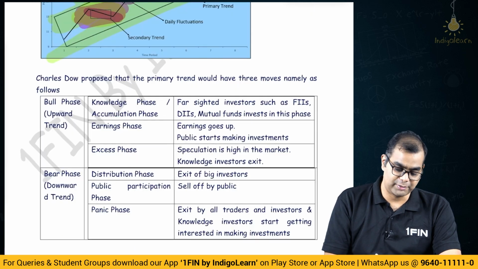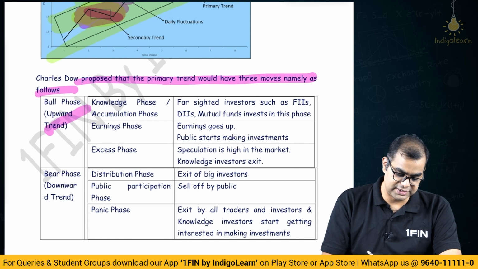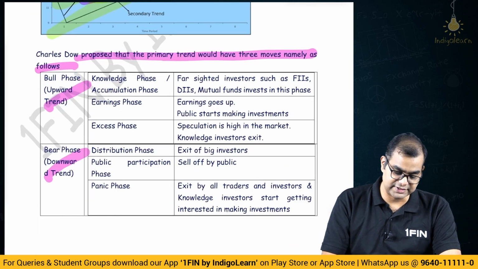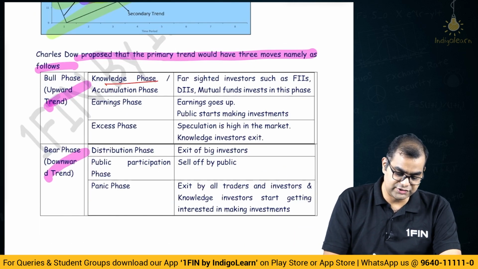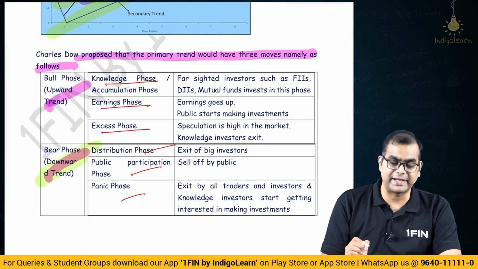What this theory proposes is that Charles Dow proposed the primary trend would have 3 moves, namely as follows: bull phase and bear phase, each having 3 phases. In the bull phase, you have the knowledge phase, earnings phase and excess phase. And in the bear phase, you have the distribution phase, public participation phase and panic phase.